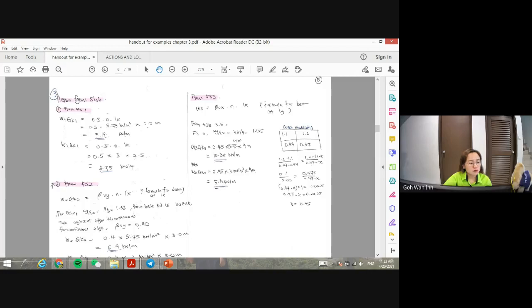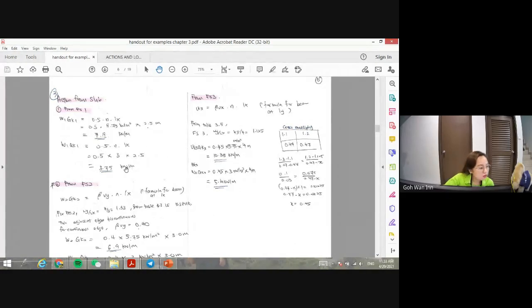Action from the slab. Just now, the first step you calculated is the action on the slab. Now you need to take the action from the slab and transfer it to the beam. So you need to multiply by 0.5 and Lx. 0.5 times the n you calculated, 5.75 for the GK, times the Lx. Lx is 2.5 meter. So you will get 7.19 kilonewton per meter.